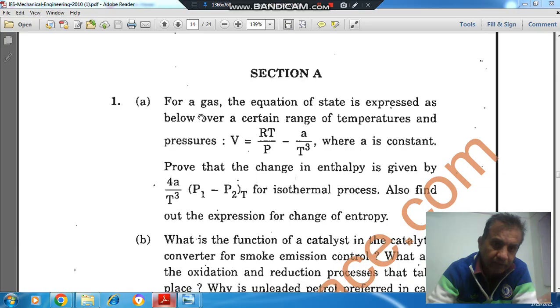Question number 1A is, for a gas the equation of state is expressed as below over a certain range of temperature and pressure: V is equal to RT by P minus A by T cube, where A is a constant. Prove that the change in enthalpy is given by 4A by T cube (P1 minus P2) at constant temperature for an isothermal process. Also find out the expression for change of entropy.